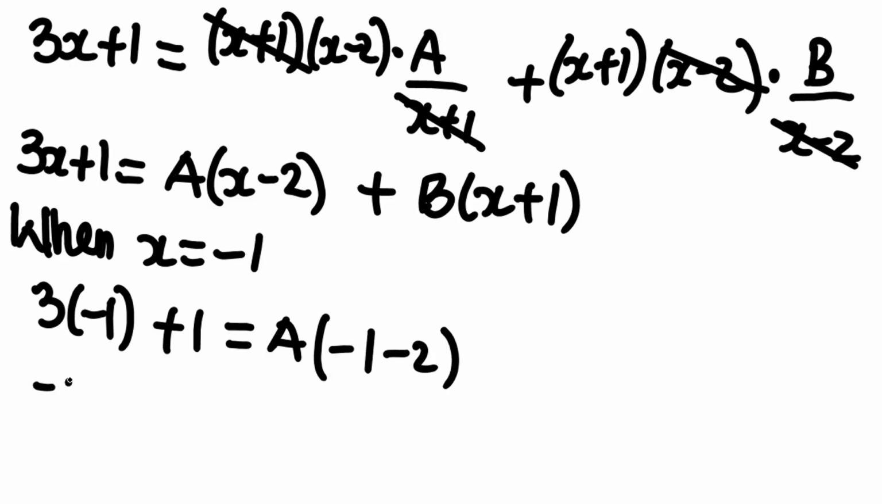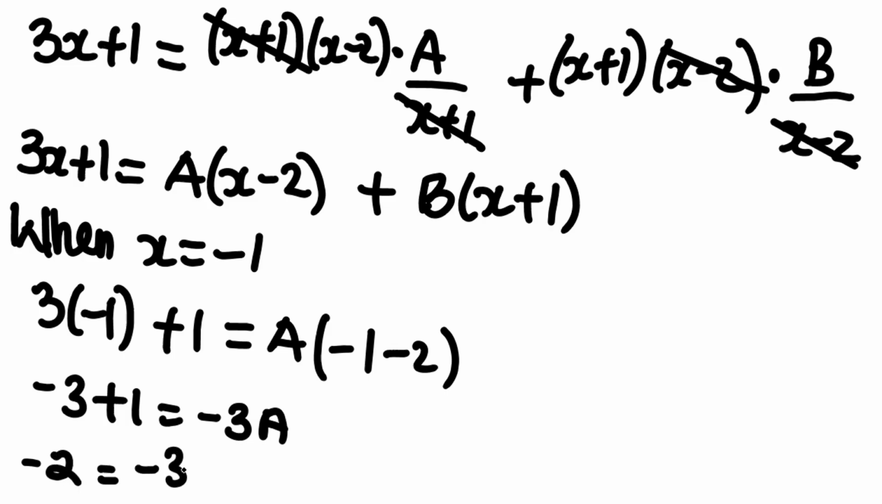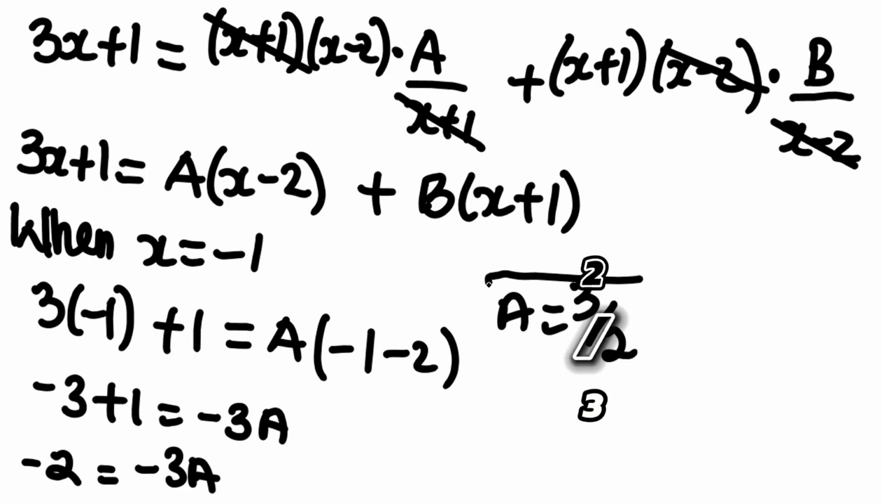This one will give us -3 plus 1 equals -3a. Because -1 minus 2 is -3, and this will give us -2 equals -3a. So you can see that a equals 3 over 2. This is the value for a.